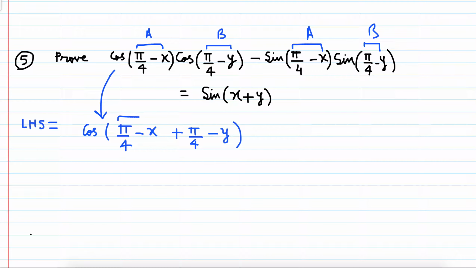So this is our A and this is our B. So this is equal to pi by 4 plus pi by 4, it becomes pi by 2. Then minus x minus y, so we will take minus common, and x plus y.